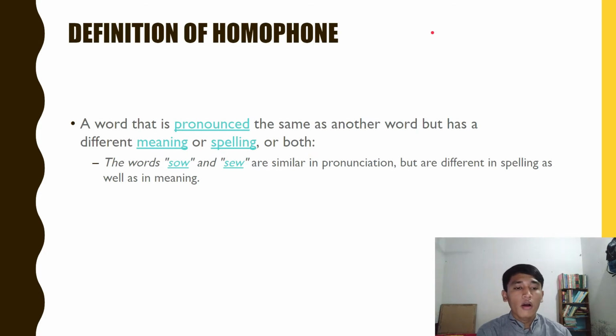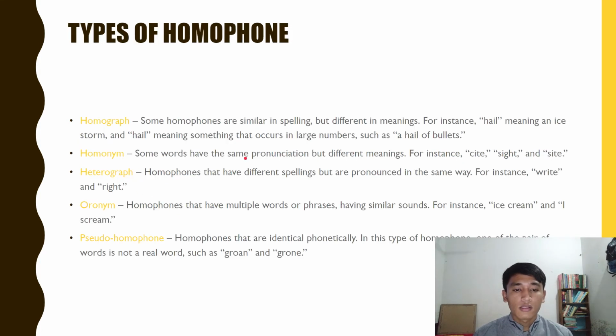The definition of homophone. What is homophone? Homophone is a word that is pronounced the same way as another but has a different meaning or spelling, or sometimes both meaning and spelling. Like the words so and sew are similar in pronunciation but are different in spelling and meaning. The words so and sew, we call them homophonic words.